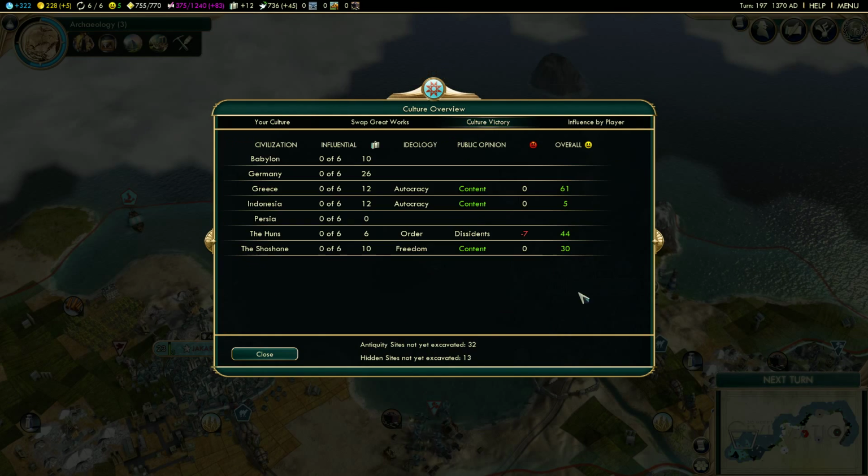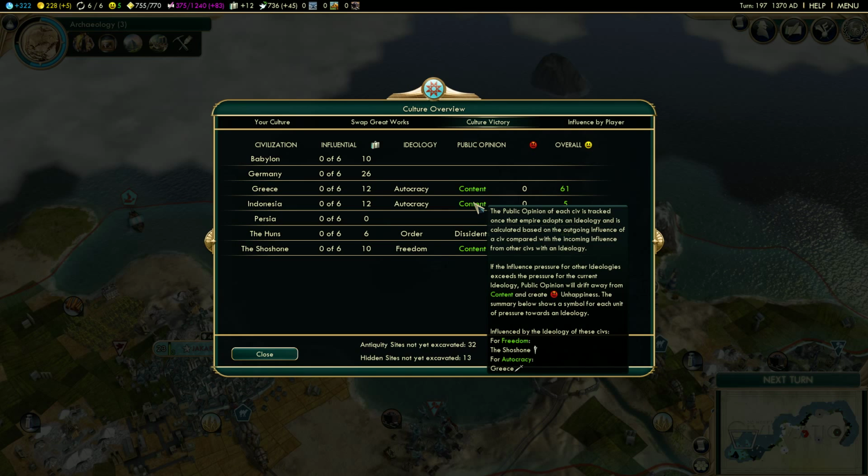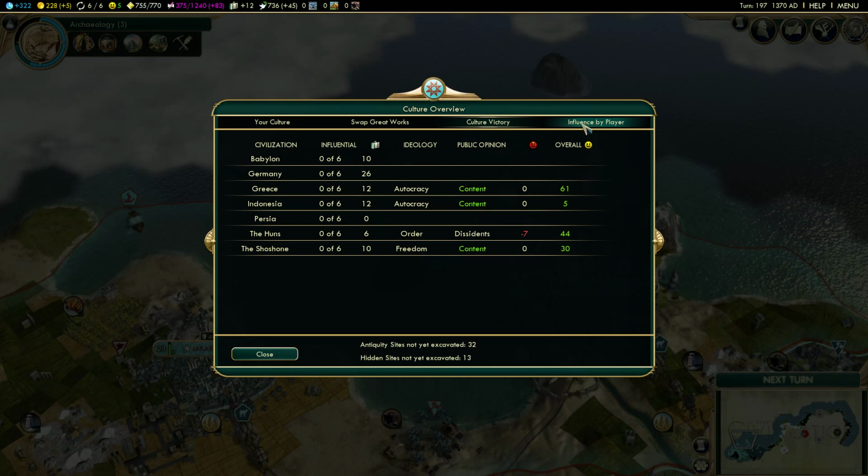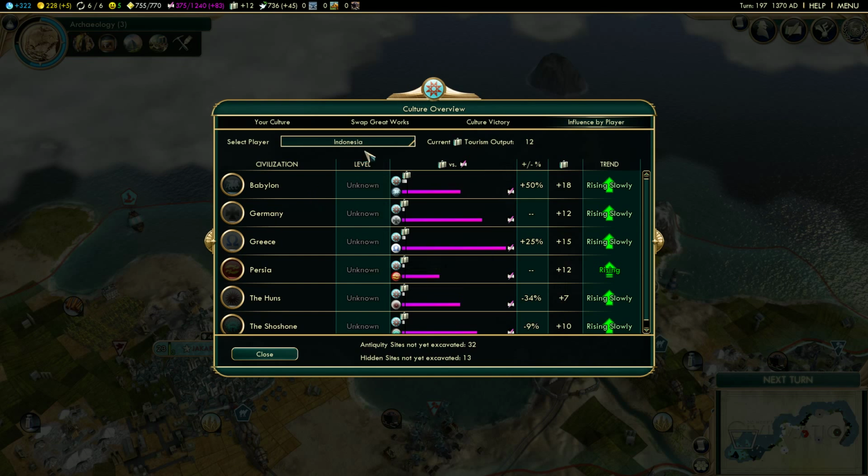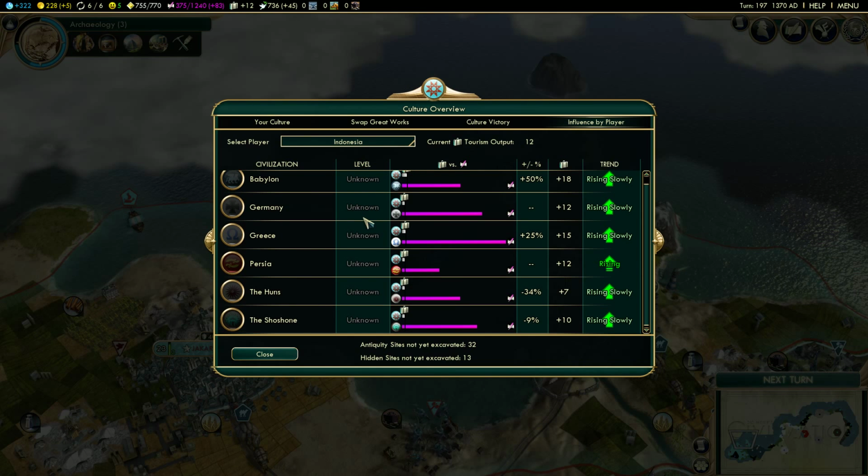There we go. Very well. We, Indonesia, are content. We are influenced by the Shoshone with a torch for freedom and with a sword for autocracy. So that means that we end up at exactly 0, I think. And how that works is a consequence of this screen over here.